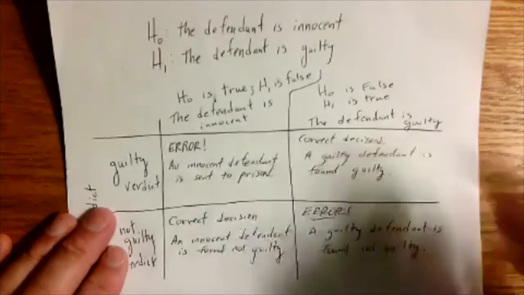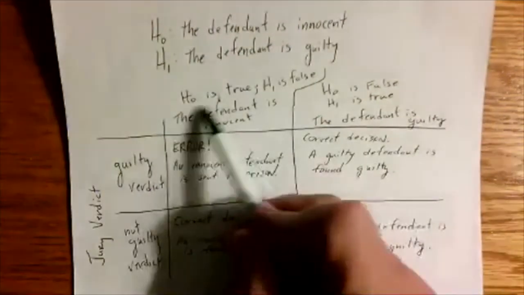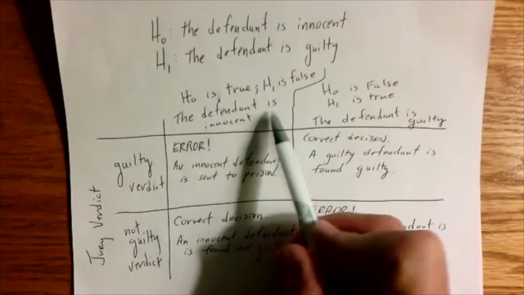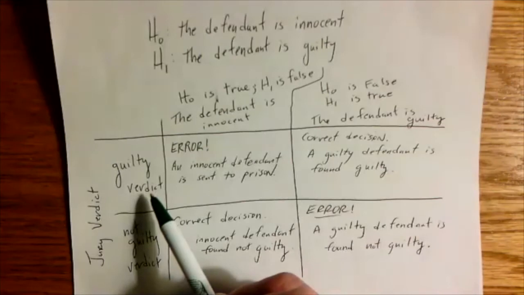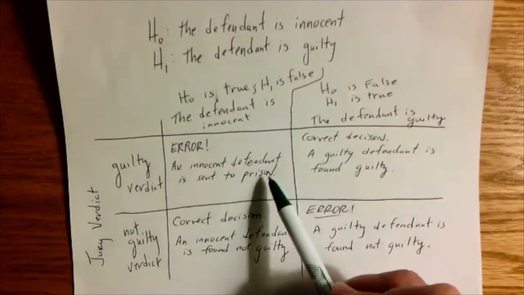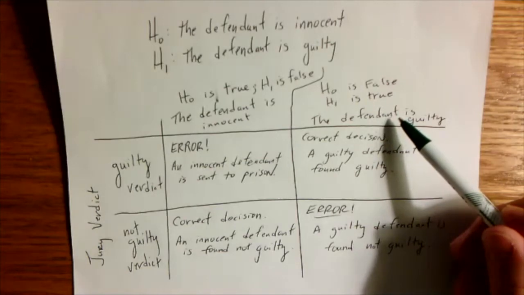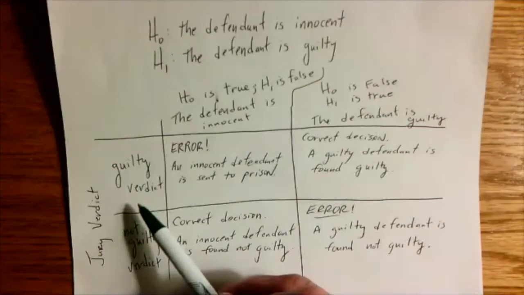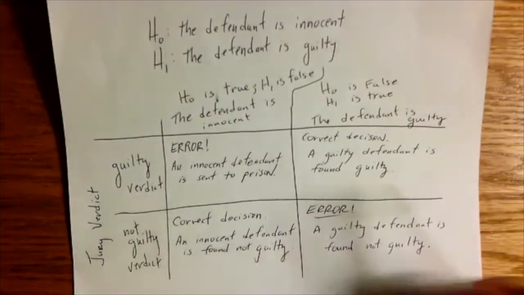So here is kind of the grid, which is similar to the type 1, type 2 situation. Here, the null hypothesis is true and the alternative is false. In this case, the defendant is innocent. If the defendant is innocent, but the jury comes back with a guilty verdict, an error was made. An innocent defendant is sent to prison. This is injustice, right? We don't want this to happen. Over here, the defendant is guilty. The defendant actually did the crime, whatever it was. And the jury comes back with a guilty verdict. The jury did, in fact, make the correct decision there. They found a guilty defendant guilty, correct decision.